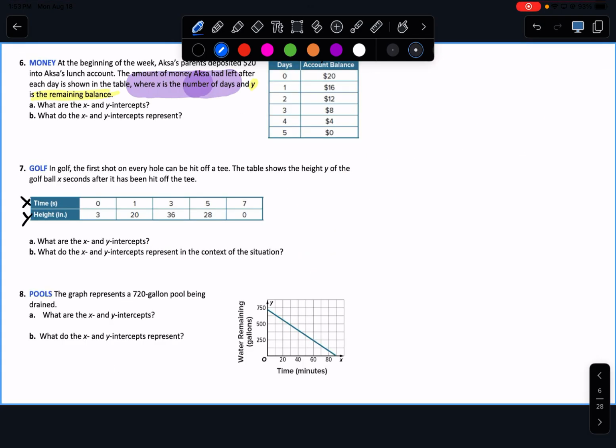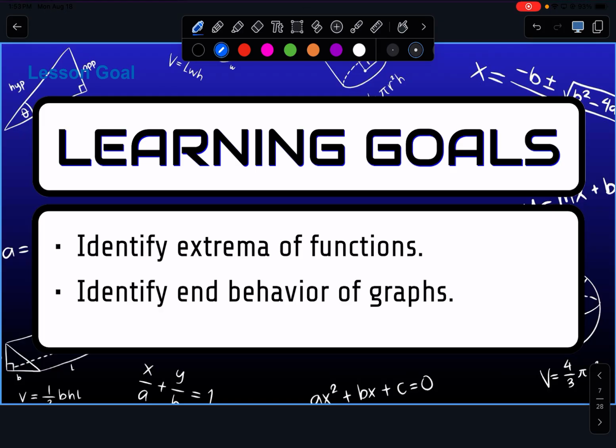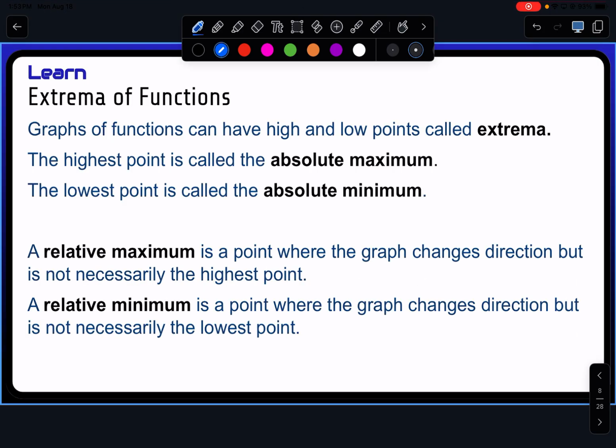So we're going to jump ahead to our learning goals. That'll make more sense after we get going. This is the first slide. We've got to put some definitions on some things. So the first thing: graphs of functions can have high and low points called extrema.